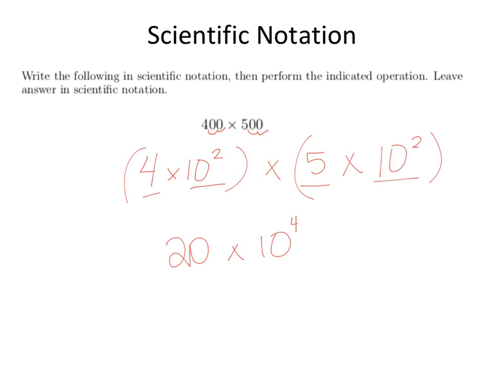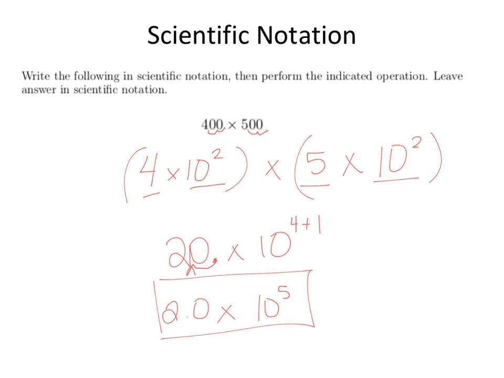So I know this is 20 and then 4 zeros there. So I'm going to move it 4 times. Or I can say my decimal point is right here. I move it once, so I'm left with 2.0. And I'm going to add 1 over here because I moved it 1 more time. So I'm left with 10 raised to 5. And that's my final answer.